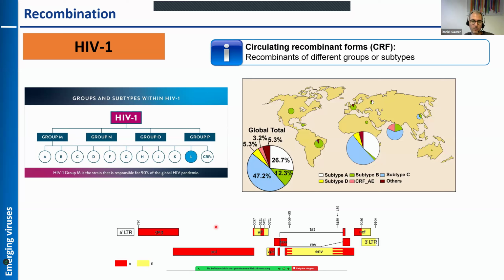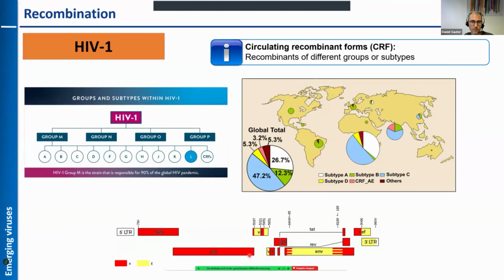and form so-called chimeras or recombinant forms. This is illustrated down here. This is one example of a chimeric recombinant virus. Each box is one of the typical retroviral genes, and you can see that different parts of these genomes are derived from different parental viruses. The parental groups of this virus are clades A and E, and what you see here is a circulating recombinant form that was derived from these 2 clades.